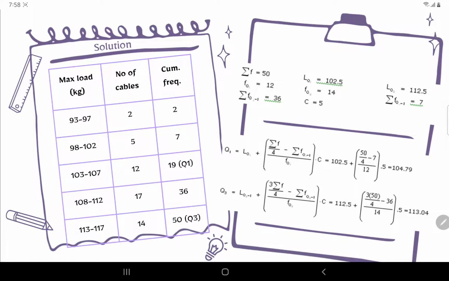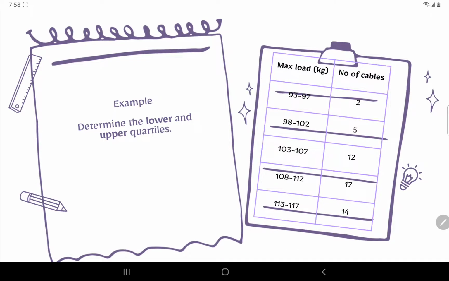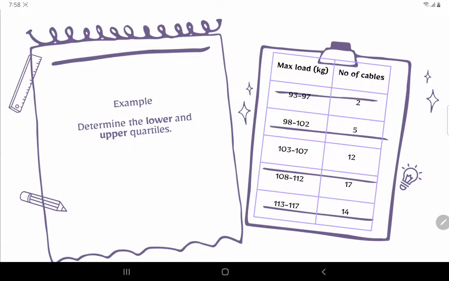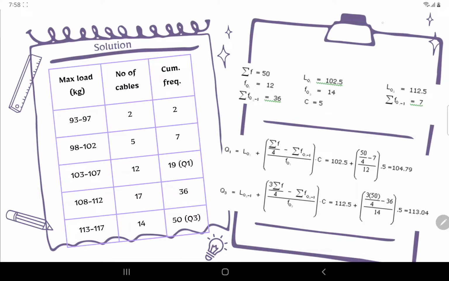Second, we need to find the location for Q1 and Q3. Before we find the value for Q1 and Q3, we need to know the position first. The position, we use this formula. Position for Q1 is 1 over 4 multiply with total of frequency. Position of Q3, 3 over 4 multiply with total of frequency. Here there is no solution, so I will show it.